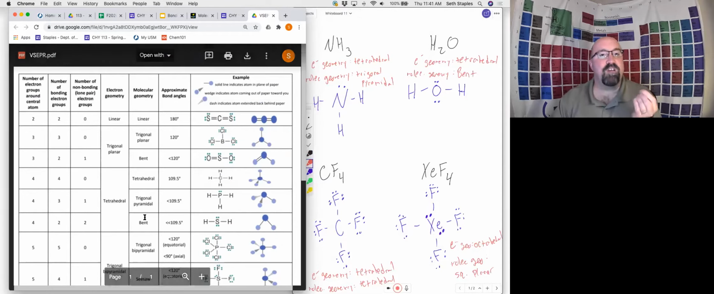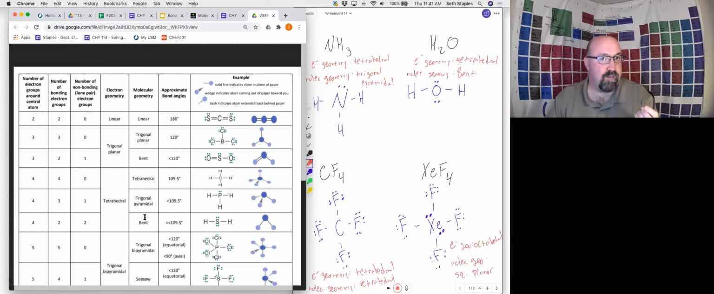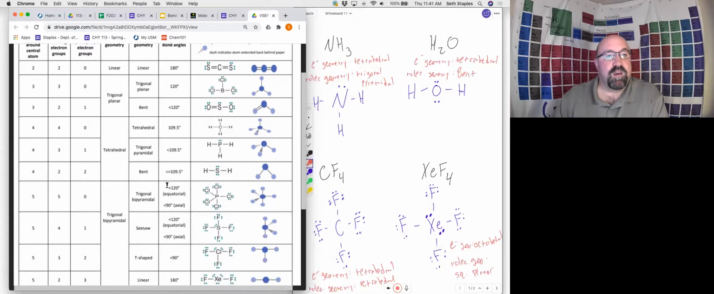That's how we use our VSEPR chart. Identify how many electron domains are around the central atom. That will give you your electron geometry. Then determine how many of those domains are bonding versus non-bonding domains. That will give you your molecular geometry. Once you know that, that will also tell you the bond angles that we see.